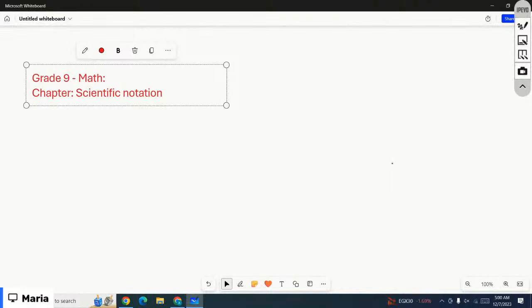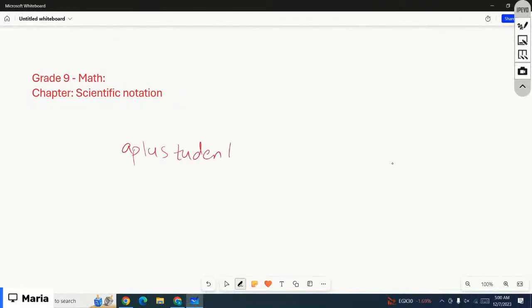So you can find all the lessons on aplusstudents.com. You have to log in there using your email address and password as provided by the administrator. Then you have to select math from the subject tab. Scroll down to grade 9 and then click on view all lessons. There you can find a list of the chapters. We're going to start with the chapter scientific notation.